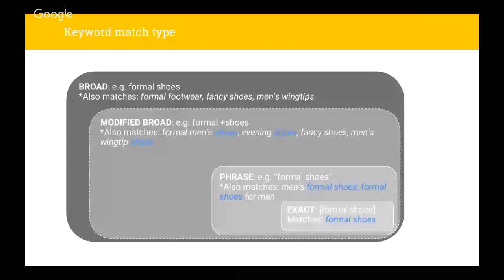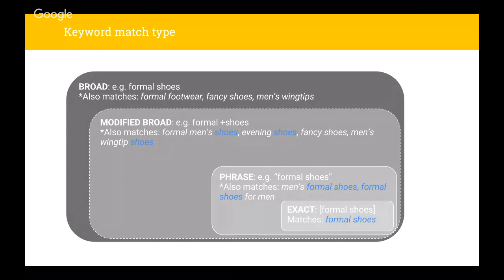We kind of stir it a bit with the keywords. So you're actually bidding on a particular keyword. So what you're doing is you're expecting someone to look for that query or that keyword in Google search, right? So in this case, let's go with formal shoes. So there's a lot of different ways that you can structure that in your account.